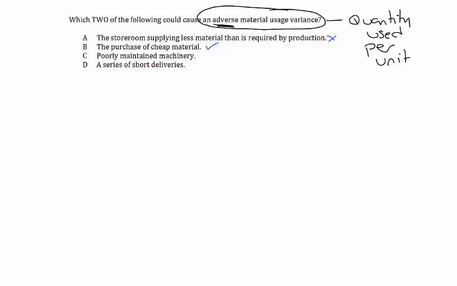Poorly maintained machinery. If your machinery is not maintained properly, then you could make mistakes with your material. So again, you could be using more. So that should be our 2, but just to check the last one, a series of short deliveries. So you get delivered less material than you'd ordered. But again, that enables you to make fewer units, but it doesn't change the amount of material you use per unit. So that's not correct. So the correct answer here is going to be B and C.